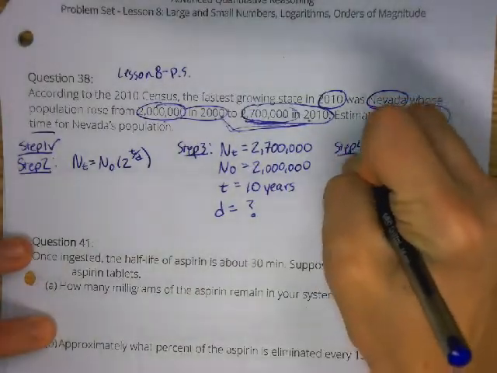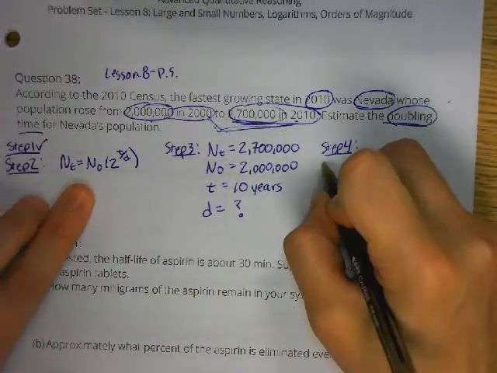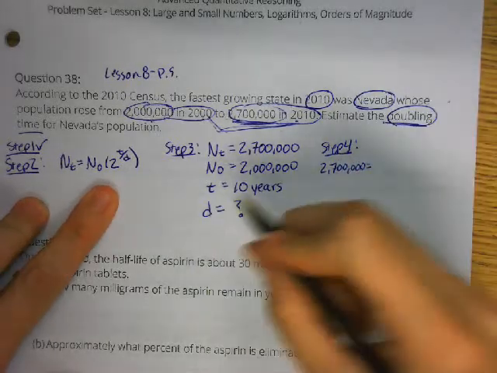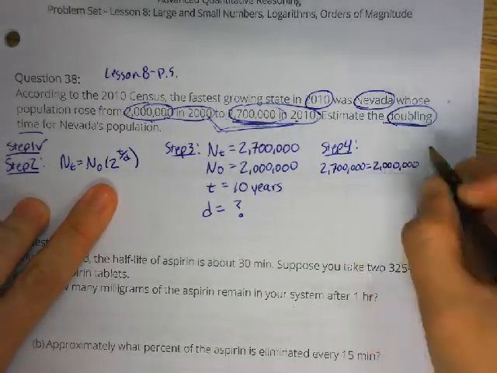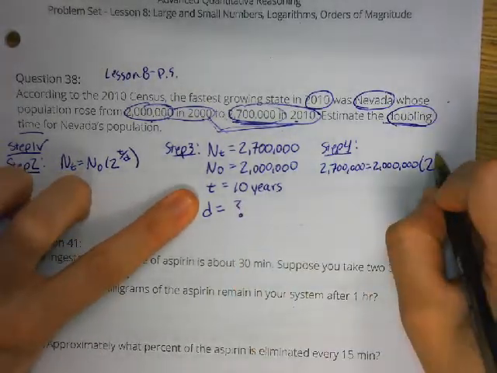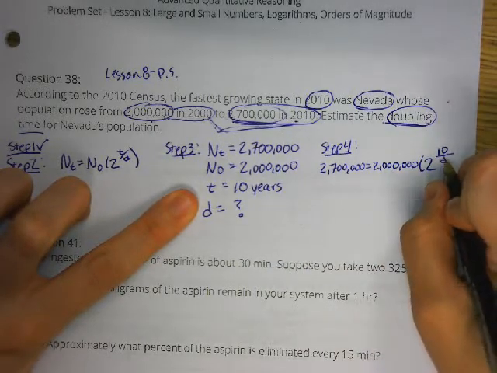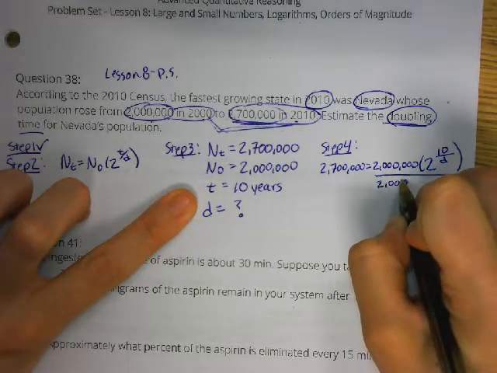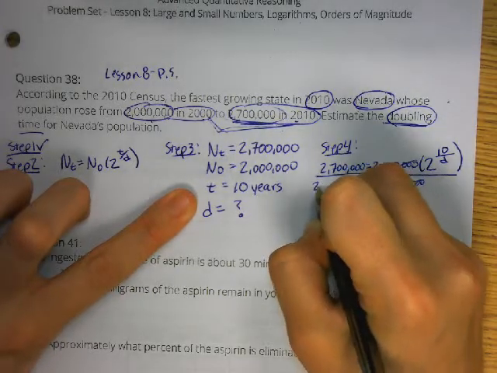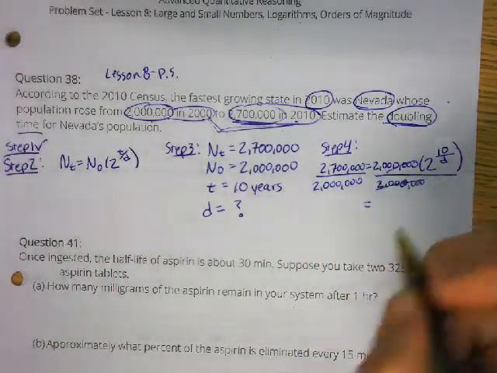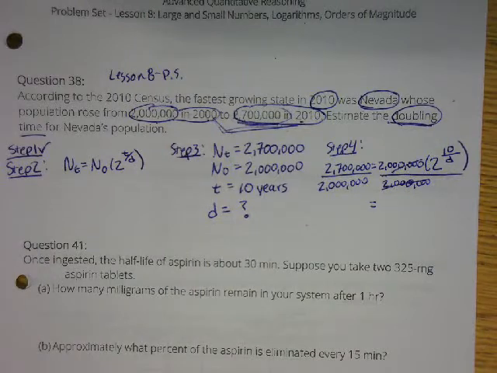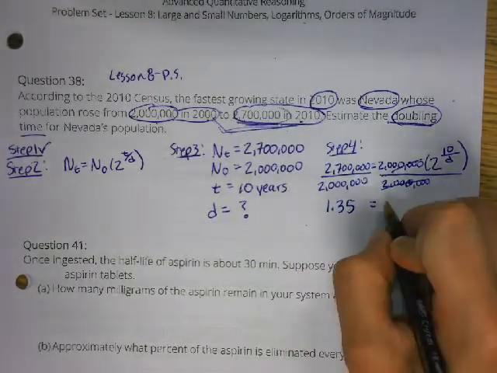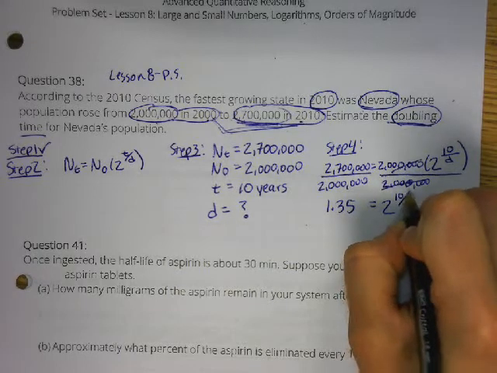So for step 4, I'll plug into the equation. I have 2,700,000 equals 2 million times 2 raised to the power of t, which is 10, divided by d, which I'll just leave as d. We can simplify this a little bit by dividing both sides by 2 million. Let me do that real quick in my calculator. 2,700,000 divided by 2 million is 1.35, which is equal to 2 raised to the power of 10 divided by d.